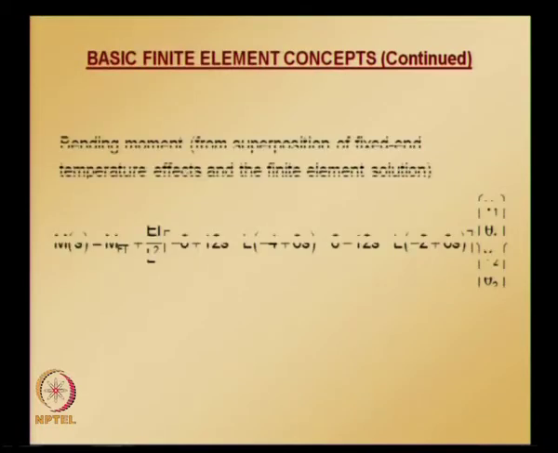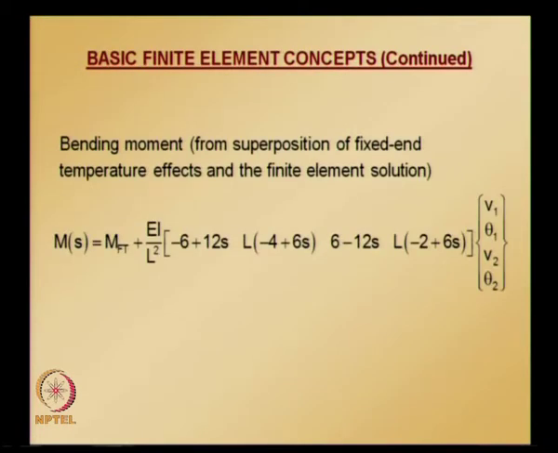So, bending moment: here we need to apply the fixed end solution correction, and that is what is done. The bending moment comes from the superposition of the fixed end temperature effects and the finite element solution. The first part is the correction term and the second part is the finite element interpolation using the second derivative of the shape functions. Now we know the values of V1, theta 1, V2, theta 2: V1 and theta 1 are 0 by virtue of the boundary condition, and V2 and theta 2 we just calculated.